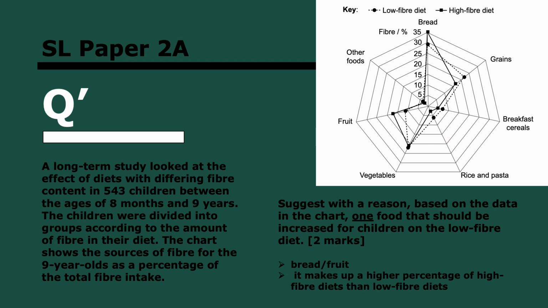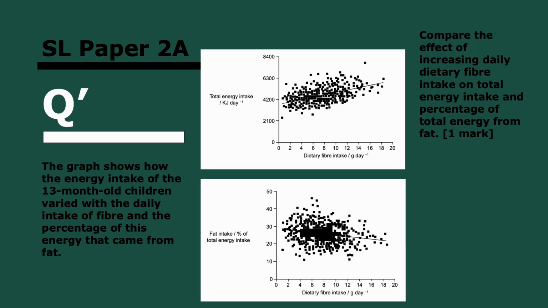So that's quite straightforward. So next, the graph shows how the energy intake of the 13-month-old children varied with the daily intake of fiber and the percentage of this energy that came from fat. Okay, so compare the effect of increasing daily dietary fiber intake on total energy intake and percentage of total energy from fat. Okay, that's a lot, but it's only 1 mark. So read through the graphs and 3, 2, and 1.